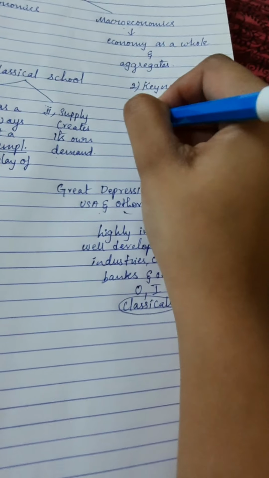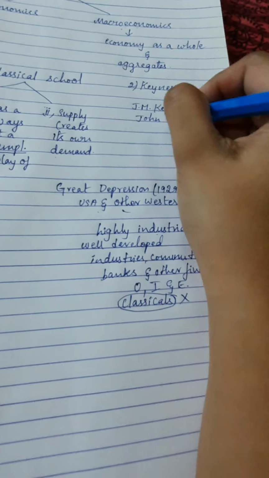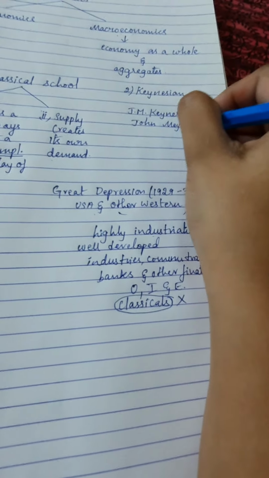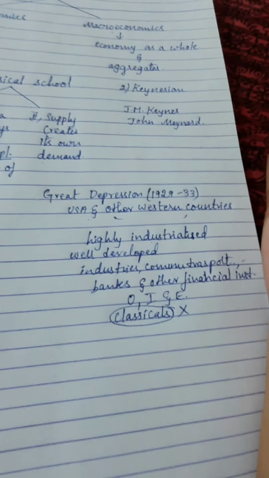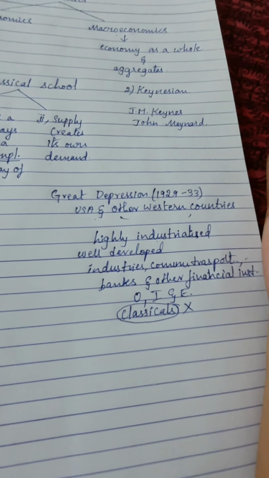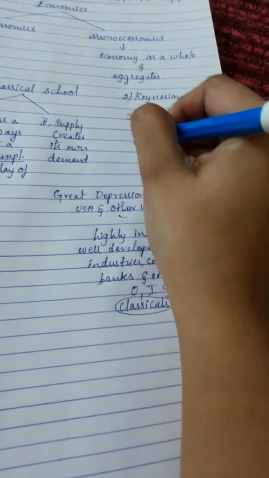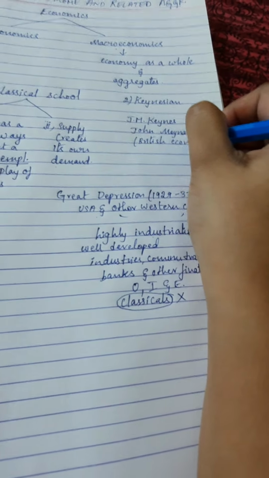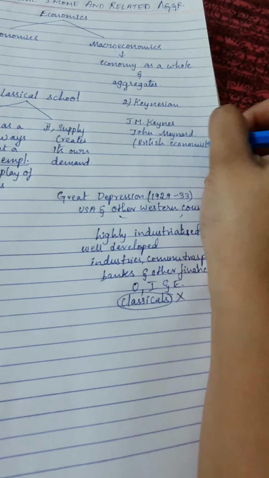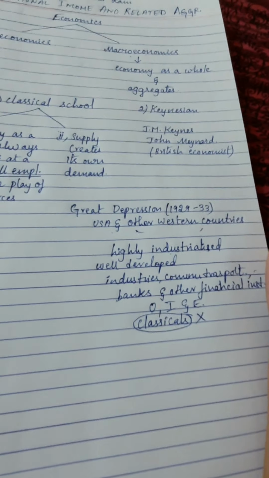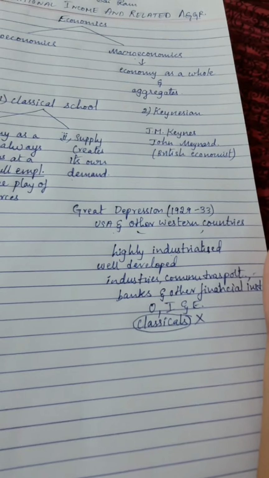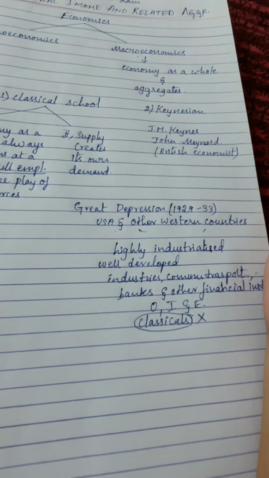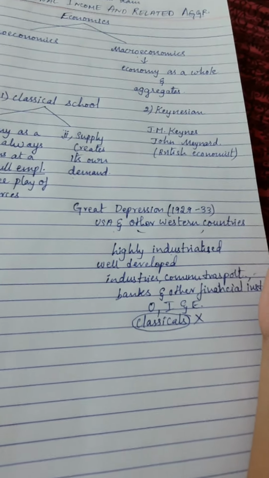And if you want, write J.M. means John Maynard. Just note it. So he was a British economist. British economist J.M. Keynes propounded his own theory and wrote his famous book.